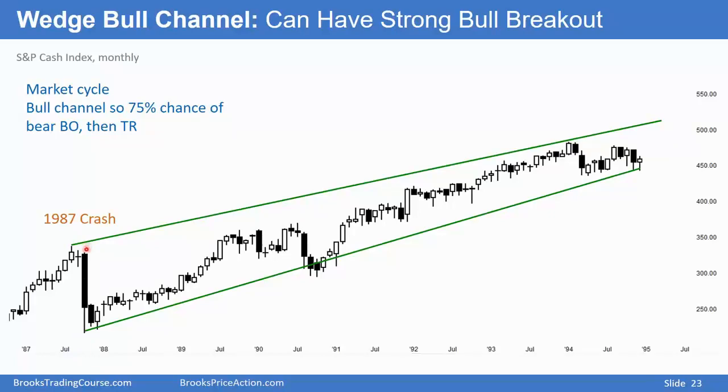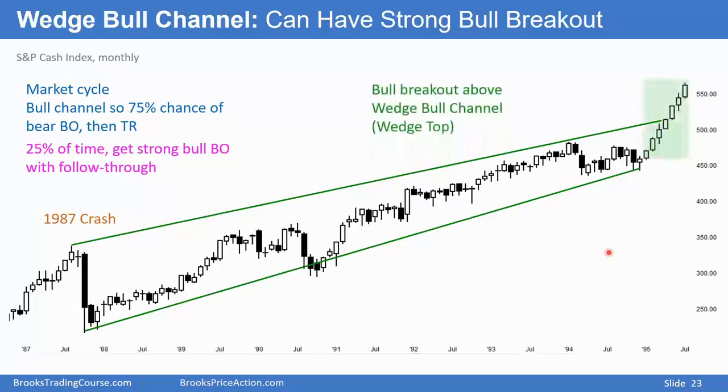In any case, what I'm trying to illustrate here is we have a channel, 75% chance you'll get a bear breakout and then the evolution into a trading range. But there's a 25% chance you'll get a bull breakout and then the start of a new market cycle. Look what happened. 4, 5, 6, 7, 8, 9, 10 consecutive bull bars closing on their highs. This is a strong breakout, and it's well above the top of the bull channel. This is one of those cases, one of those 25% of the time when you get a bull breakout above a bull channel and the market cycle starts over again.